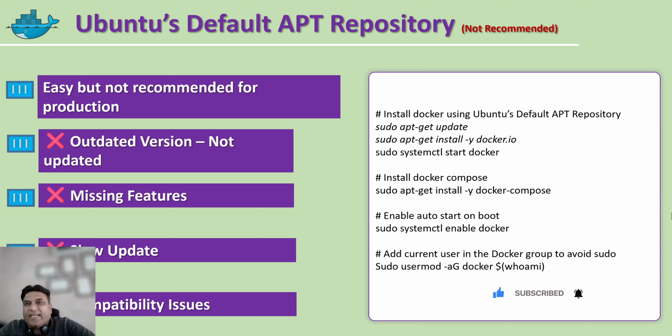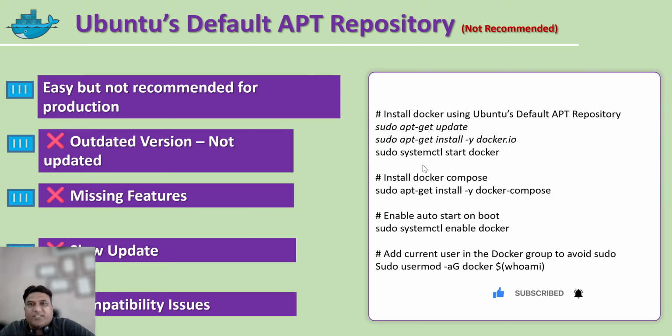On the right side, I wrote this script. It is a very short script with which you can install Docker. sudo apt-get update is for updating existing packages if any update is available. sudo apt-get install -y docker.io. So if you are installing Docker from the Ubuntu default apt repository, you can use docker.io, and then it will install the Docker version which is associated with this default apt repository.